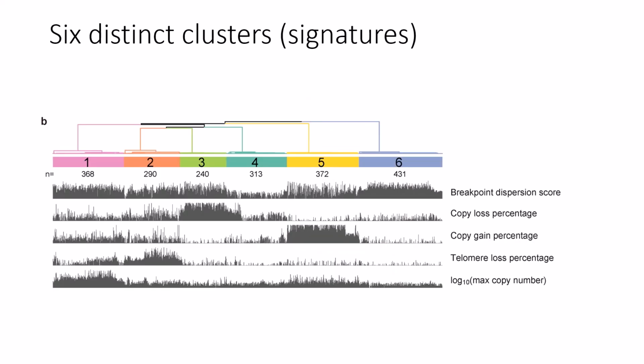Now we come back to this figure of signatures. Signature 4 is the light green signature, which is micronuclei. It has the lowest breakpoint dispersion score, which means the breakpoints are evenly distributed across the chromosome, which is consistent with what we know about micronuclei-induced chromothripsis. And the orange signature is signature 2. It has the highest amount of telomere loss, which is also consistent with chromatin bridge-induced chromothripsis.